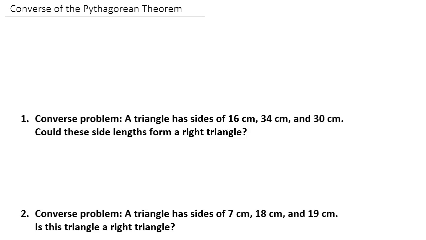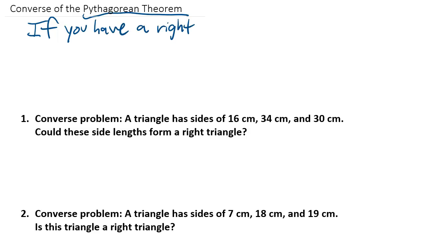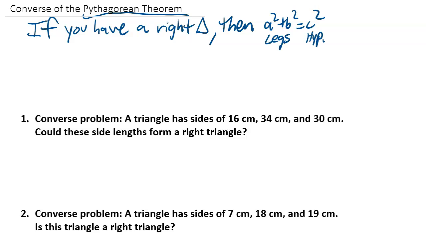Last week you worked with the Pythagorean theorem, got more practice with it, and with some word problems. And the Pythagorean theorem, if you recall, applies to right triangles. If you have a right triangle, then a squared plus b squared equals c squared. And a and b in this case are the legs, and c is the hypotenuse. So that is our theorem.